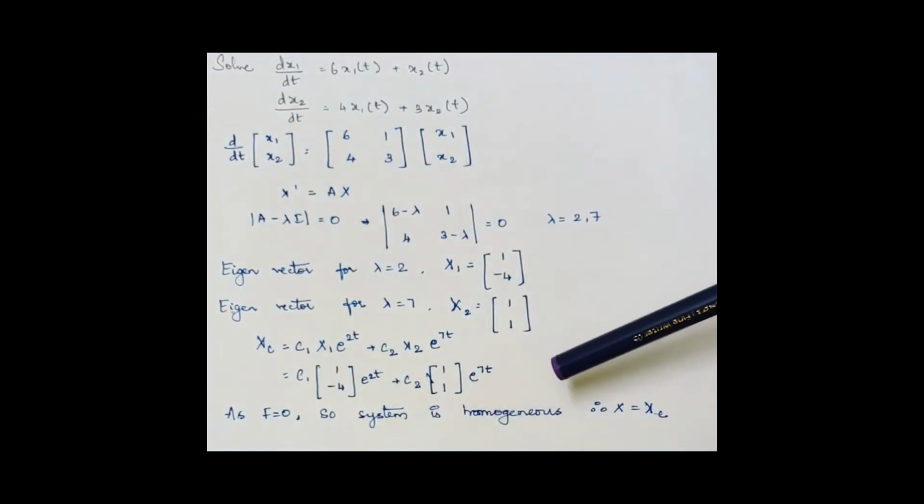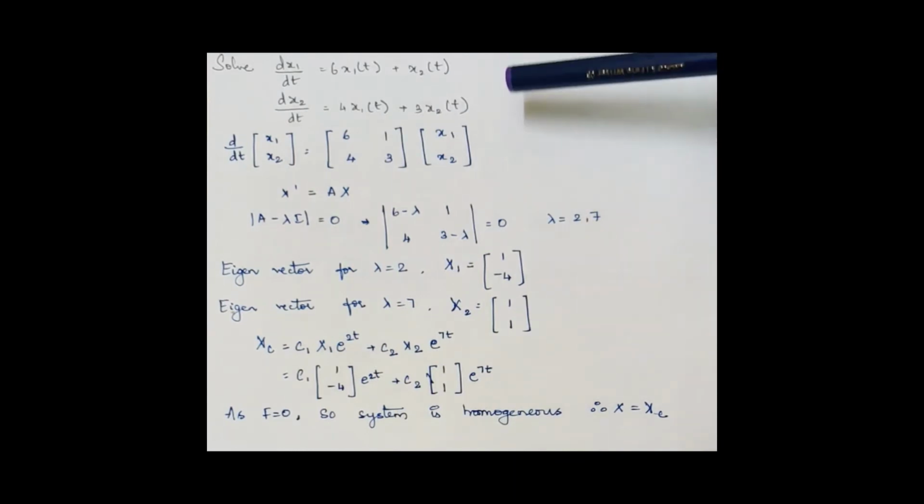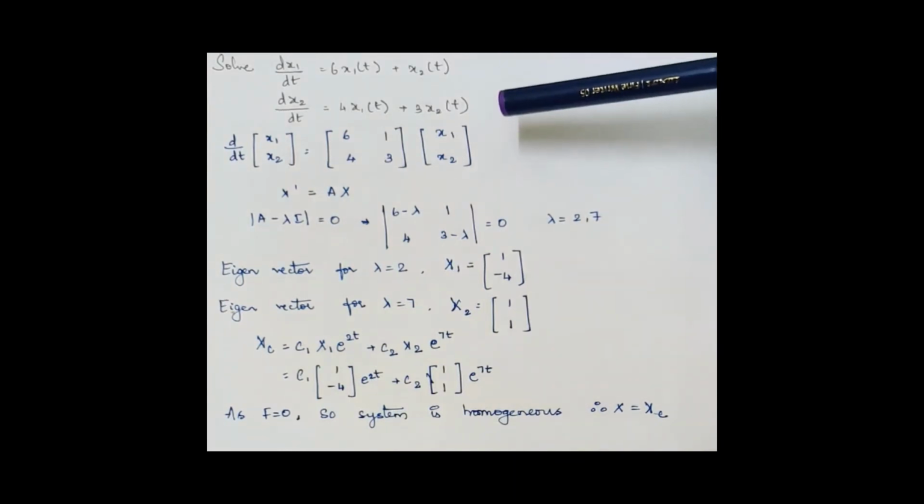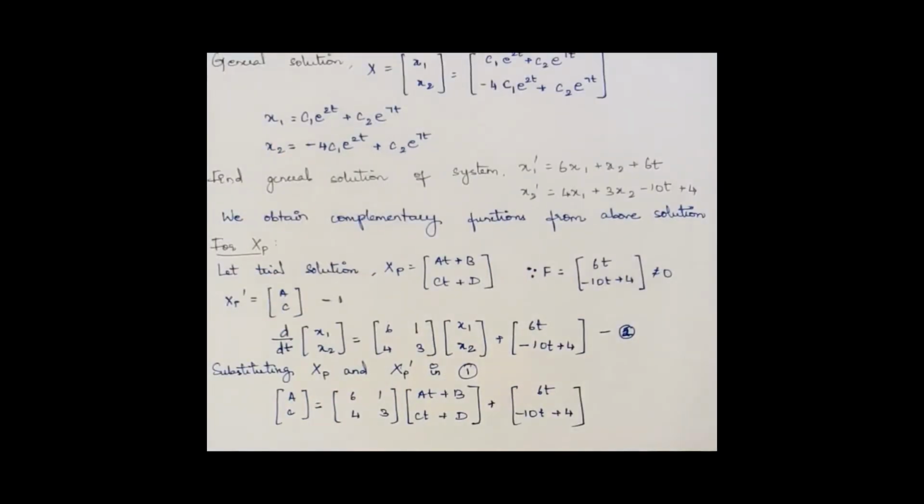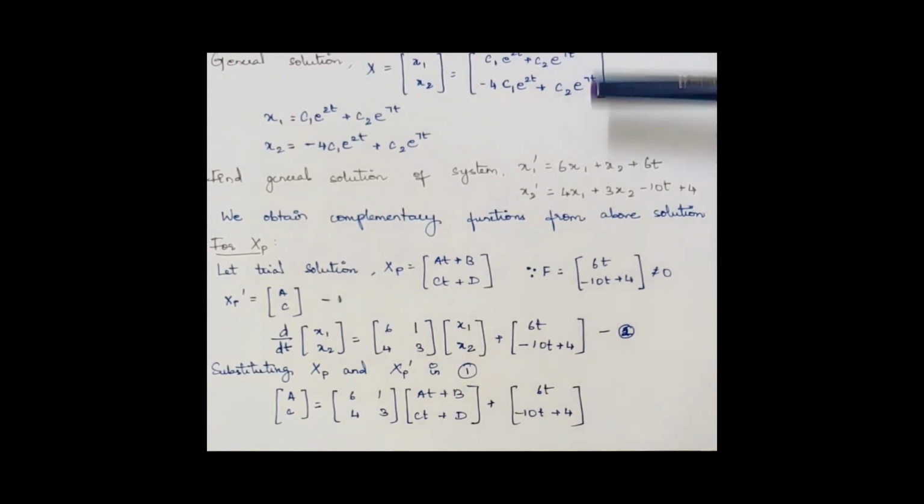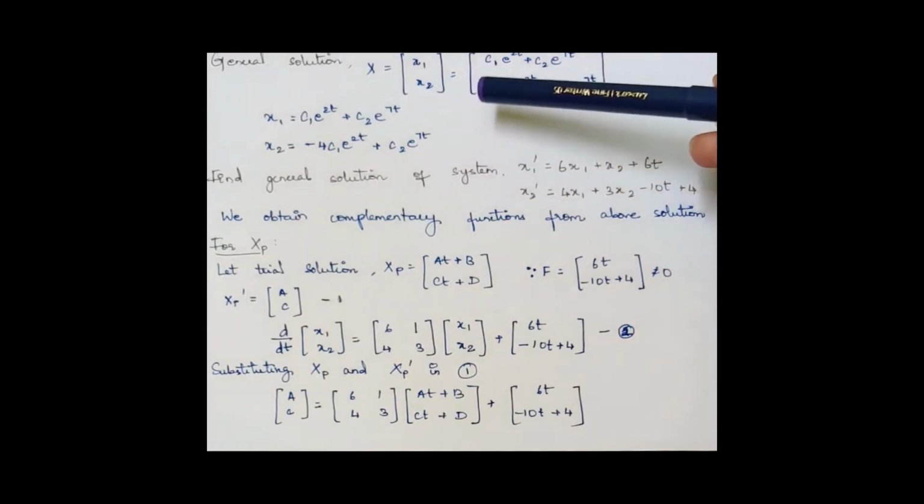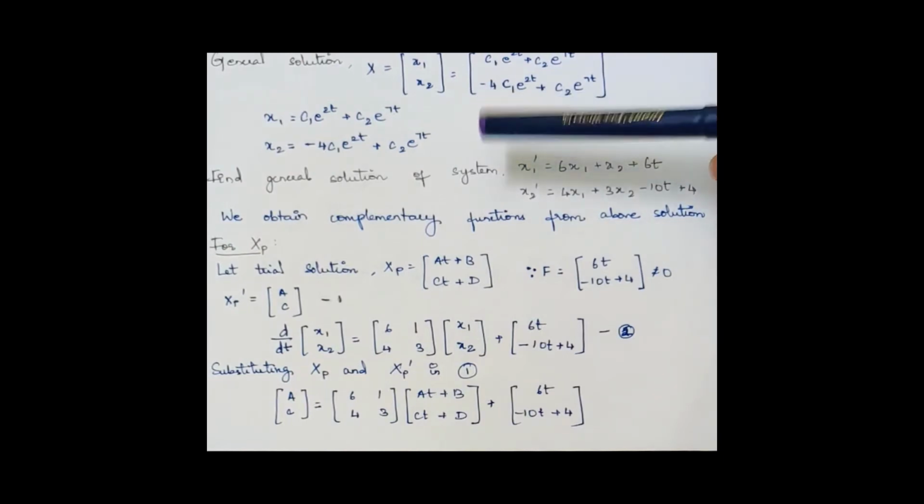That is, the complementary function is enough to find the solution for this system of differential equations. So the general solution turned out to be x1, x2 is equal to c1 e to the power of 2t plus c2 e to the power of 7t, and minus 4c1 e to the power of 2t plus c2 e to the power of 7t. So these are the general solutions you obtain.